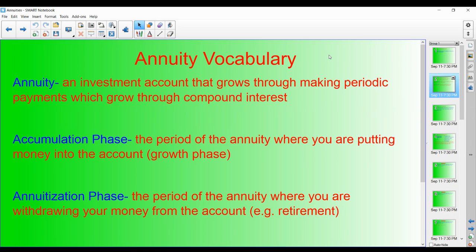What an annuity is, it's an investment account that grows through compound interest, but you're making deposits multiple times at certain intervals. Many people invest monthly into an annuity. An annuity has two phases: the accumulation phase, which is the time where you're putting money into the account, and then the annuitization phase, which is the phase where you've retired and you need to start drawing from it, and you get a check every month or however often you've decided.